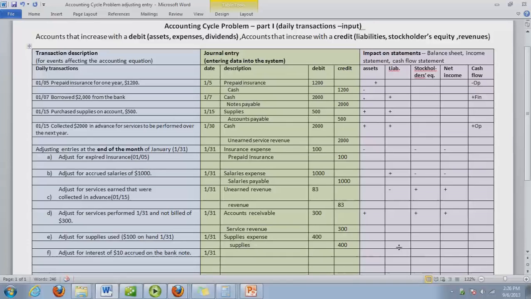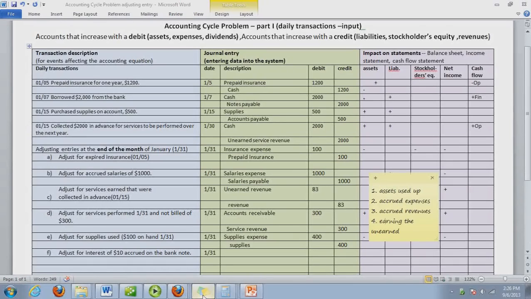Okay, the impact of assets used up, we've seen that already. Our assets are going to go down. Net income is going to go down because of the expense, and retained earnings is going to go down after closing. Okay, the last entry we're going to look at is the interest accrued on the notes payable. So if we think about what type of adjusting entry we have, it's a cost of borrowing that we need to recognize. We haven't paid for any of the interest yet. So it looks like another example of an accrued expense.